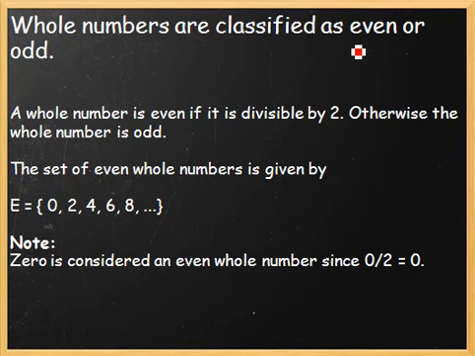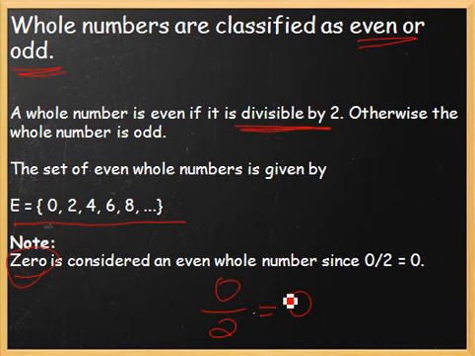For example, we can classify numbers as even or odd. We know that a number is even if it is divisible by 2. Otherwise, we're going to call that number odd. We know that the set of even numbers include 0, 2, 4, 6, 8, 10, 12, and so on. Now, we must remember that 0 is considered an even number because 0 is really divisible by 2, or 0 over 2 gives us 0.